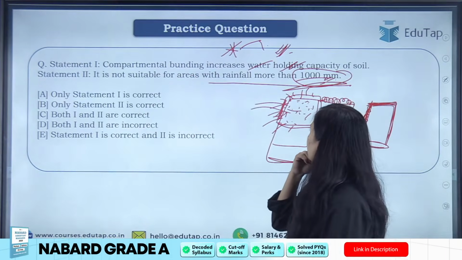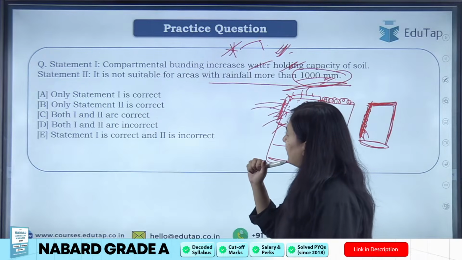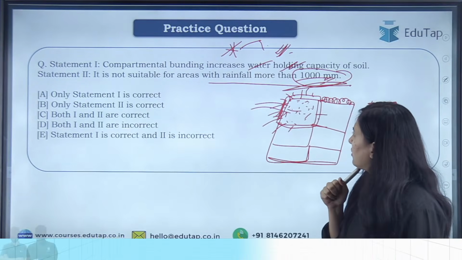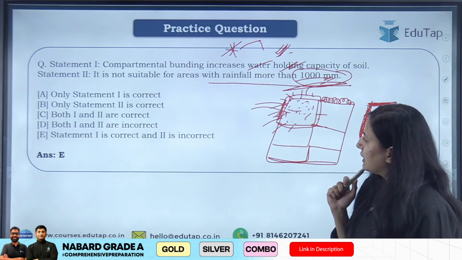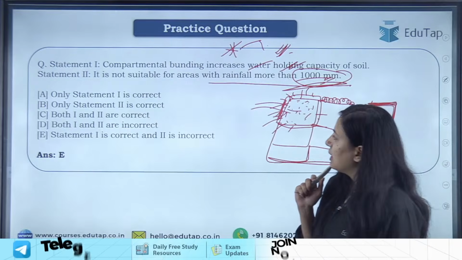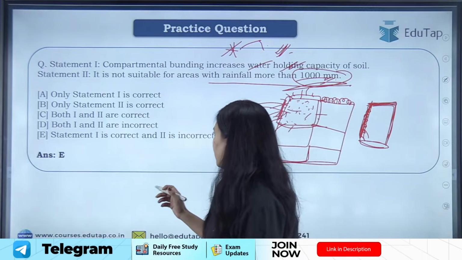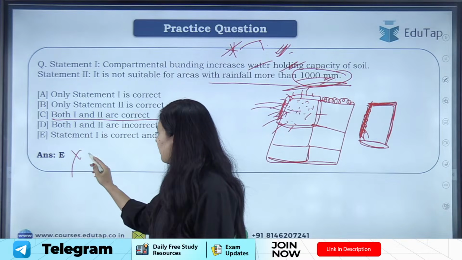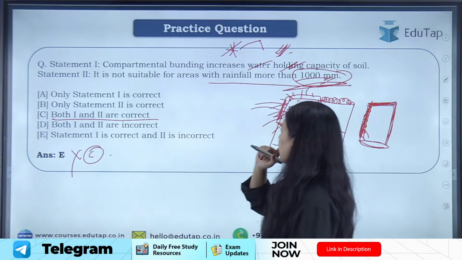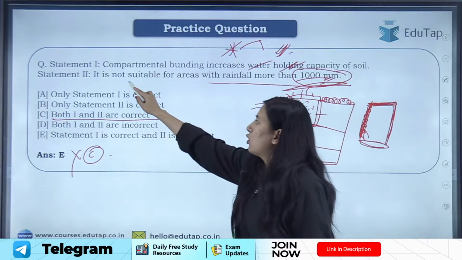Okay, so students, it is not suitable for dryland areas with rainfall more than 1000 mm. तो इसके लिए I think E will not be the answer. ठीक है, both statements are correct will be the answer. ठीक है, both statements, option C will be the answer. Very good Gayatri, she has noted this. It is saying it is not suitable.